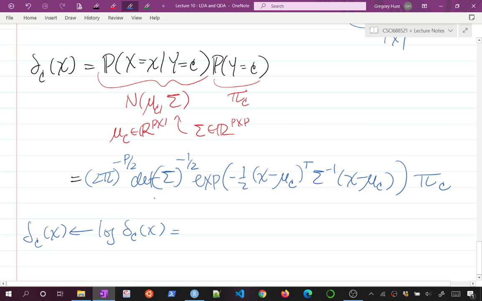So if I take a log of this, I'm just going to pull down my exponent. I'm going to ignore these things. And I get x minus mu c transpose sigma inverse x minus mu c, and I get plus log of pi c.